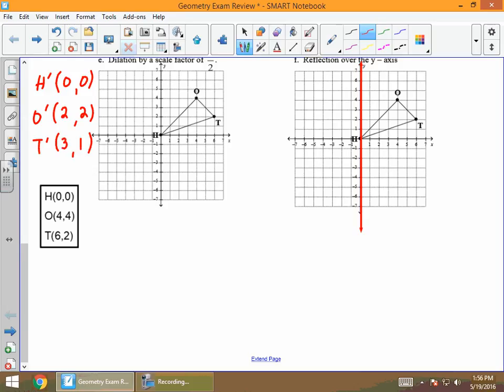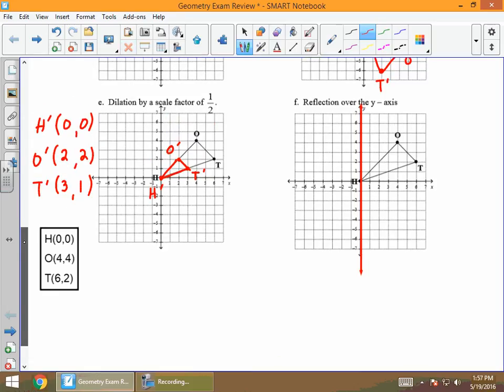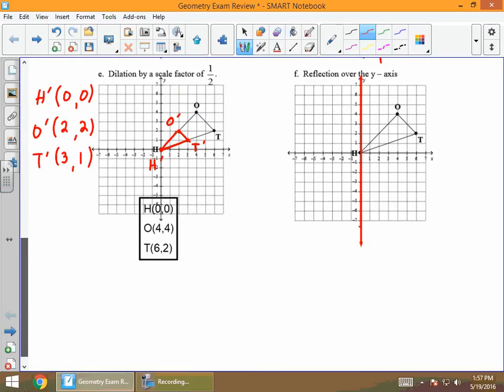So I just plot those 3 points. So 0, 0, 2, 2, and 3, 1. Now the triangle has been dilated. That is a dilation around the origin as well.